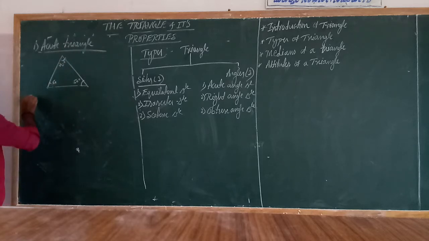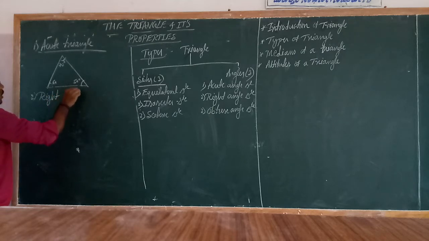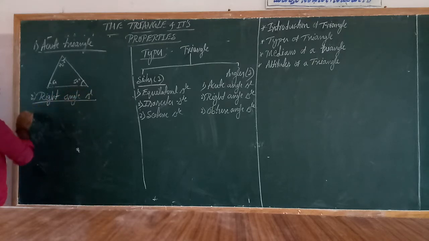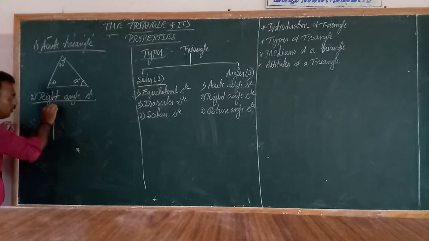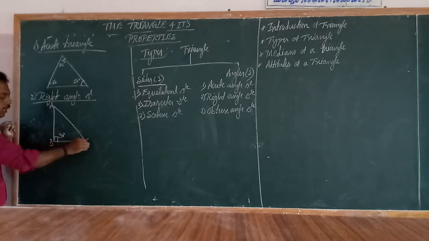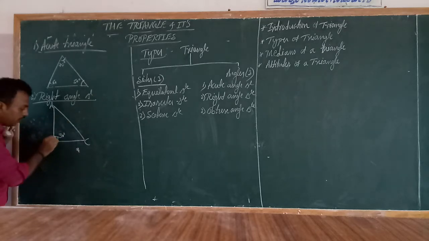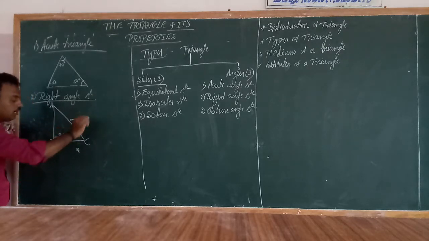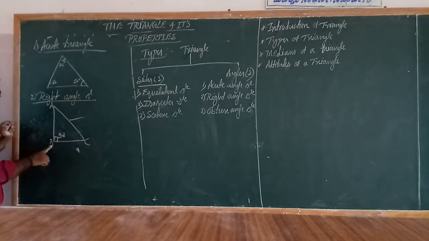So next one, students, right angle triangle. What do you mean by right angle triangle? Very simple. See students, in any triangle, one angle should be 90 degrees. See, triangle ABC is one of the triangles. In the triangle, how many angles are there? Three angles. Among these three angles, one angle should be 90 degrees. That is called a right angle triangle. See, here angle B is equal to 90 degrees.